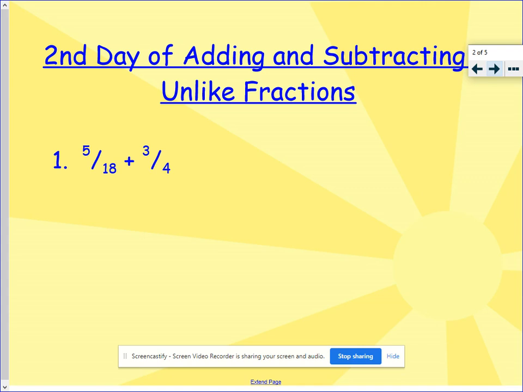We are now going to have a second day of adding and subtracting unlike fractions, but this time our denominators are not going to be so closely related. Our first example, we have 5/18 and 3/4. Just like yesterday, we want to set up our problems vertically.